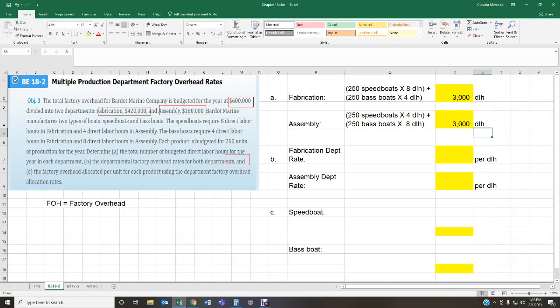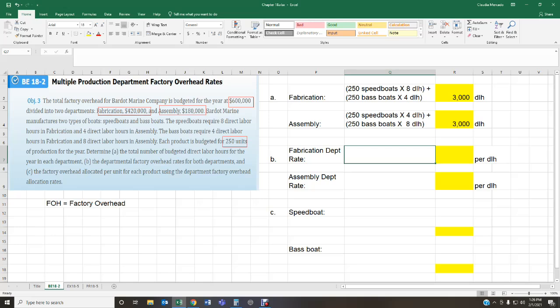Okay, so that is requirement A. The total number of budgeted direct labor hours is going to be 3,000. Okay, now letter B. Letter B says, what are the departmental factory overhead rates for both departments? Now they're asking us for the departmental factory overhead rates.